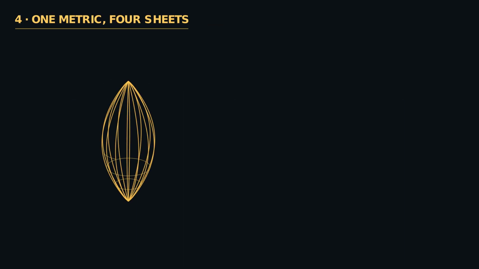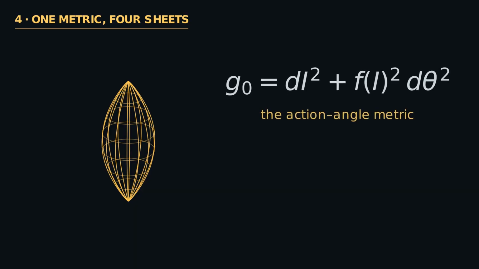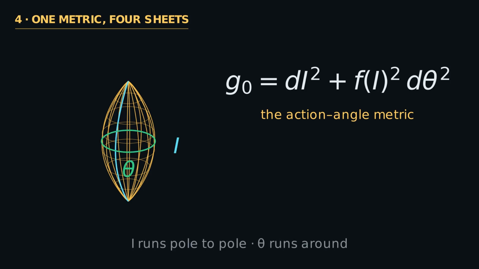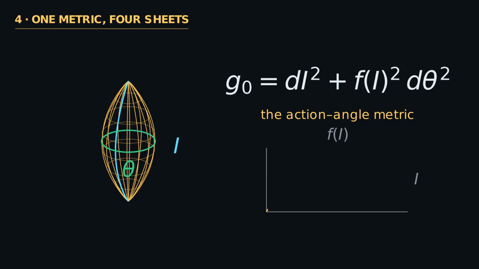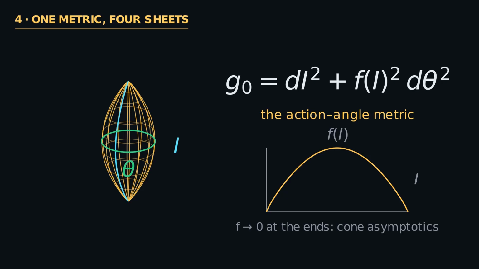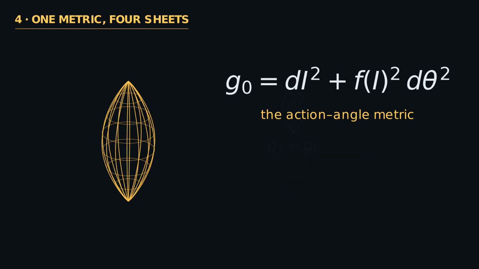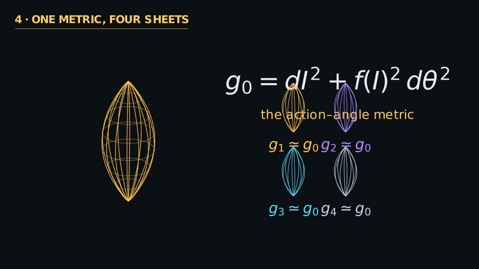Next, geometry in the metric sense. Each football sheet is furnished with the same abstract Riemannian metric, written in action-angle form. On the regular part of a sheet there are 2 local coordinates, an action coordinate running from pole to pole, and an angle coordinate running around the spindle. A profile function controls how wide the spindle is at each height, and it degenerates at the 2 ends, producing cone-type asymptotics at the poles. The exact profile is not essential. What matters is that the same metric template is stamped onto all 4 sheets.